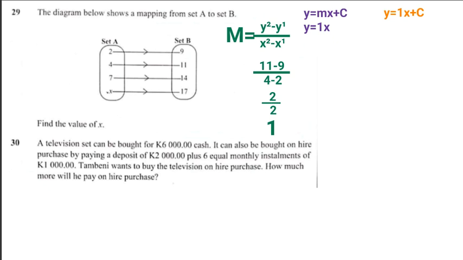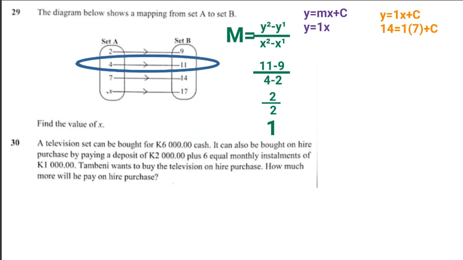So I'm going to pick a set of numbers. I want to pick 7 and 14, not the one I've underlined there, but 7 and 14. Where there is y, I'm going to put 14, because as I said earlier, the elements in set B are represented by y. So 14 is equal to 1, then where there is x, that is 7, plus c, the constant. Then we evaluate 1 multiplied by 7, which gives us 7, plus c.